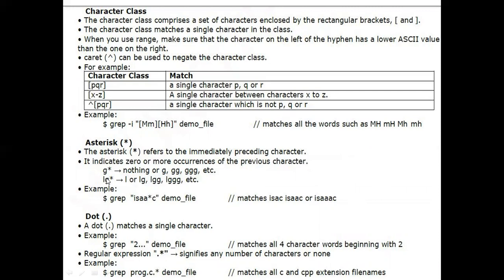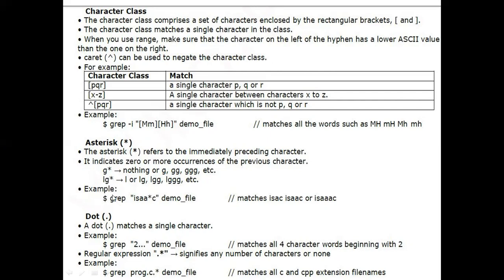So in this particular example, L should appear compulsorily because you are not using any meta character along with L. So L should appear compulsorily, but G may not appear. Otherwise, it can be LG, L double G, L triple G, etc. So asterisk indicates zero or more occurrences of the preceding character.